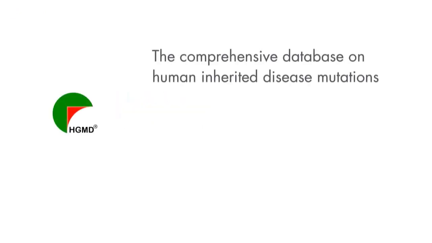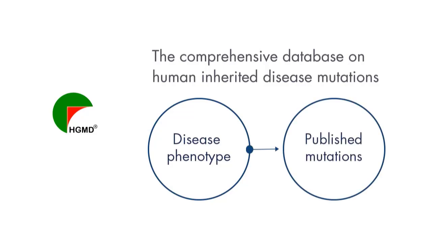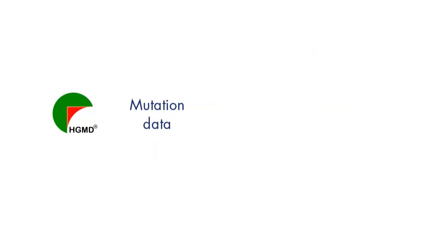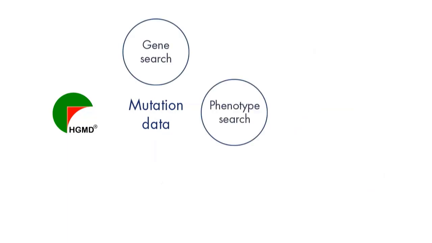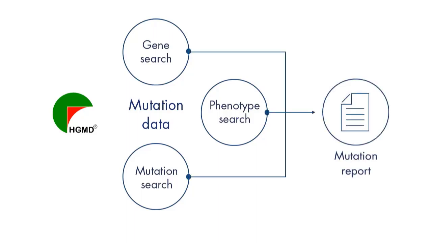HGMD, the comprehensive database on human inherited disease mutations, helps researchers and clinicians identify the disease phenotypes associated with published mutations. The core of the HGMD database is the mutation data, which is easily accessed by multiple search options. These search options, which are covered in other videos within the collection, lead to a mutation report. In this short video, you will learn about the different types of information that are presented.